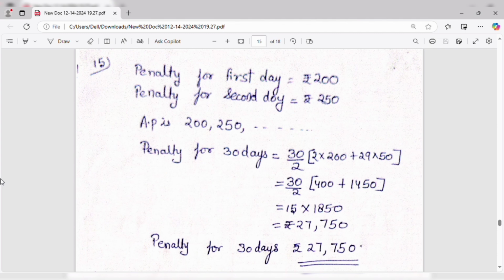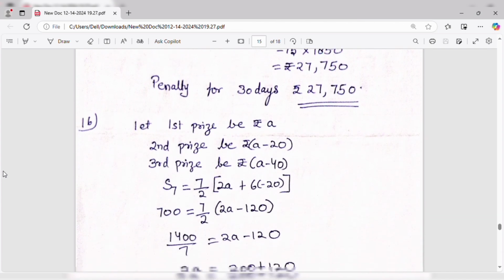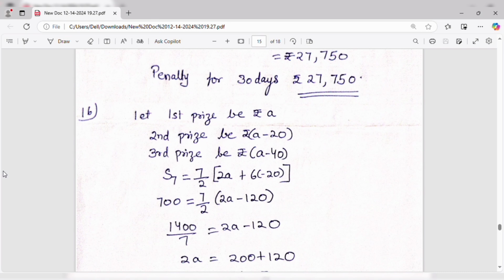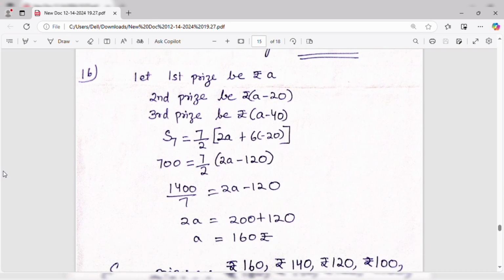So here clearly the AP is 200, 250, 300 and so on. So penalty for 30 days would be the sum of the penalty in these 30 days. So we will find S30 by using the formula and we will get it as 27,750. So the penalty the contractor will pay for the 30 days would be 27,750 rupees. Question number 16.